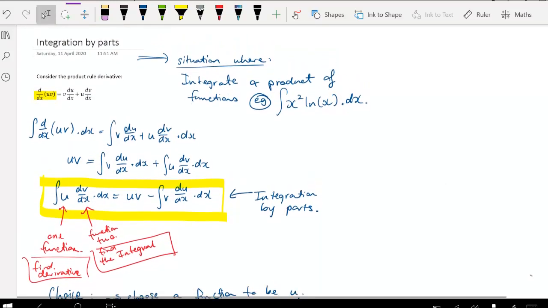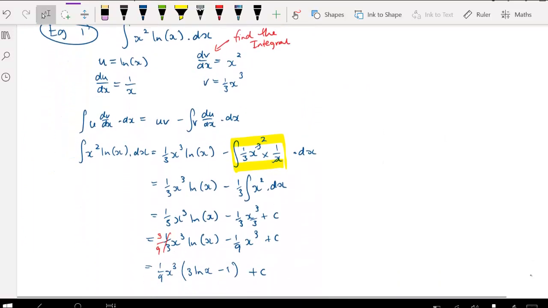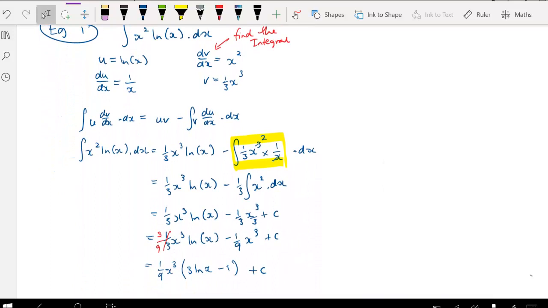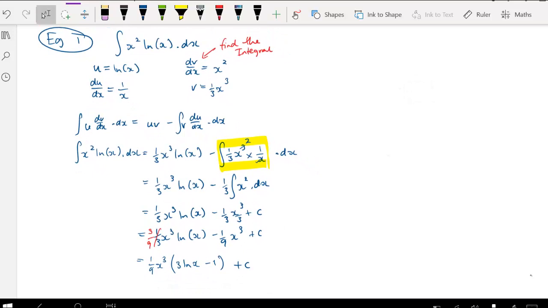The rule is important, and the choice of u and dv dx is important. Making the right choice at the start makes the integration easier and makes it less likely that you'll have to go through extra iterative processes or unnecessary processes that make it more difficult to find that integral. Okay. So the next lesson that will follow on from this will be a collection of examples with different scenarios and complexities.